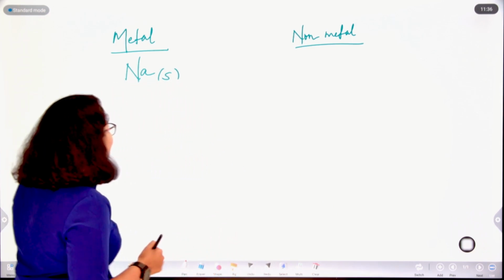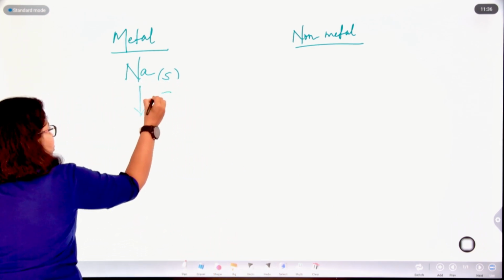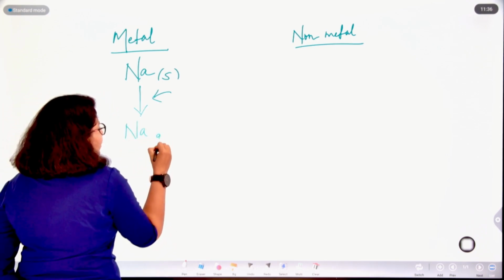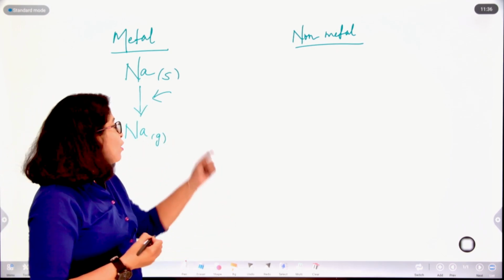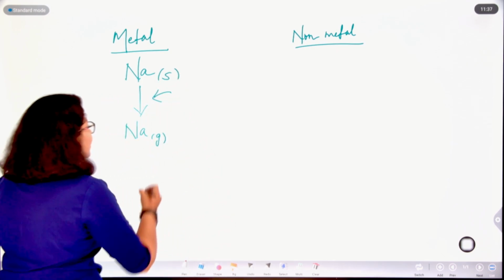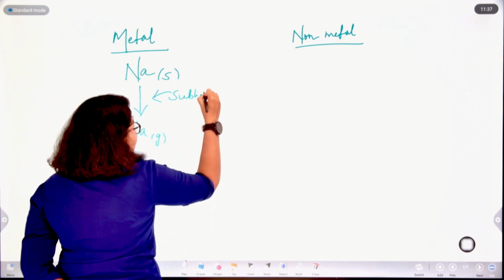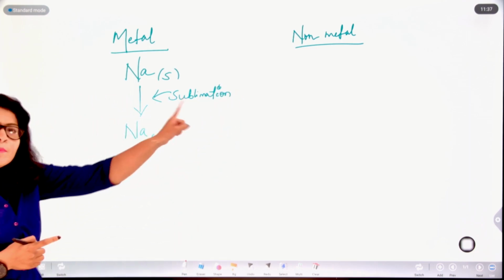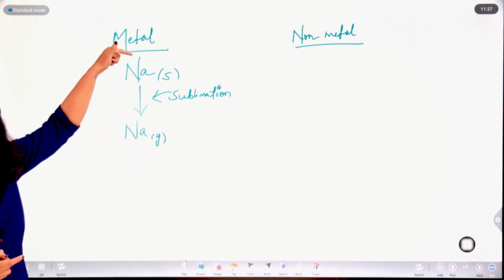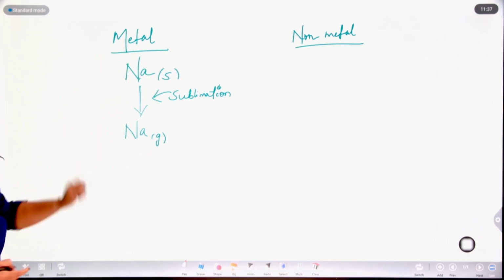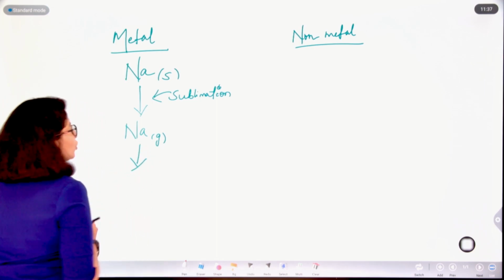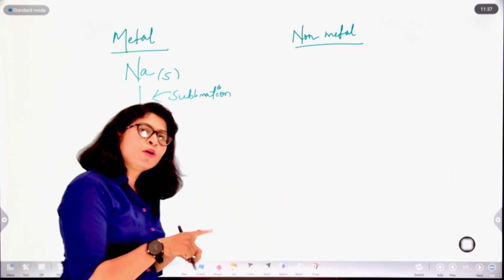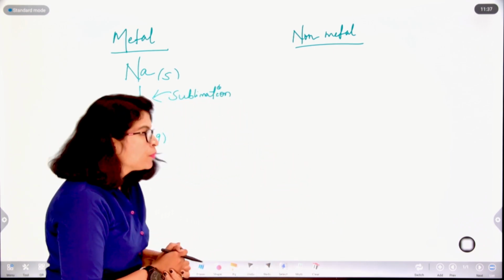So sodium metal has to be provided some energy to convert itself into sodium gas. And we know the process of conversion of solid to gas is called sublimation. So we need to provide this sublimation energy to sodium in order to convert it from solid to the gaseous state. Now after the conversion to gaseous state, sodium has to lose 1 electron in order to form Na plus, and then only it will form a bond with chlorine or chlorine negative.